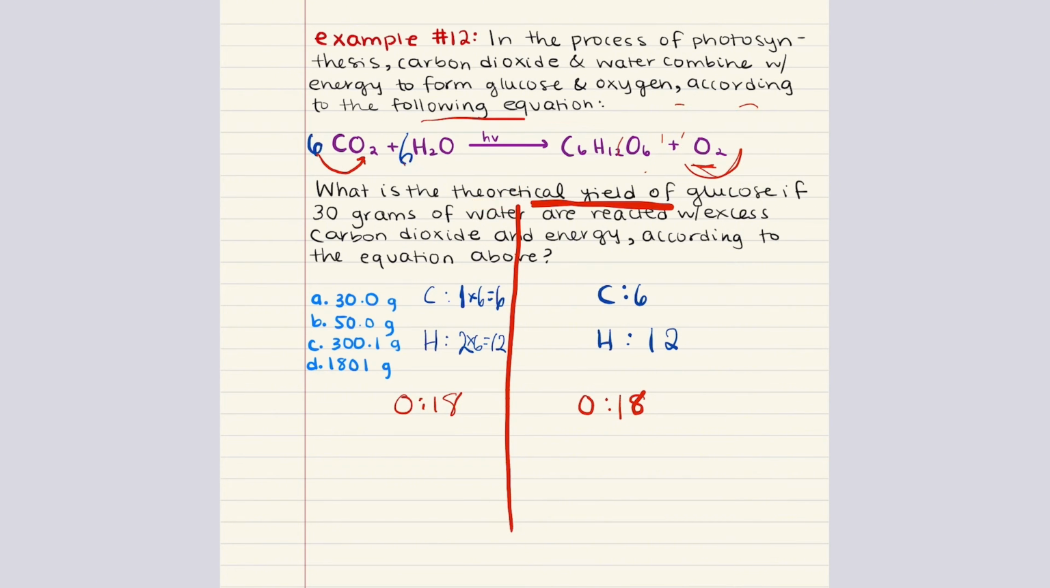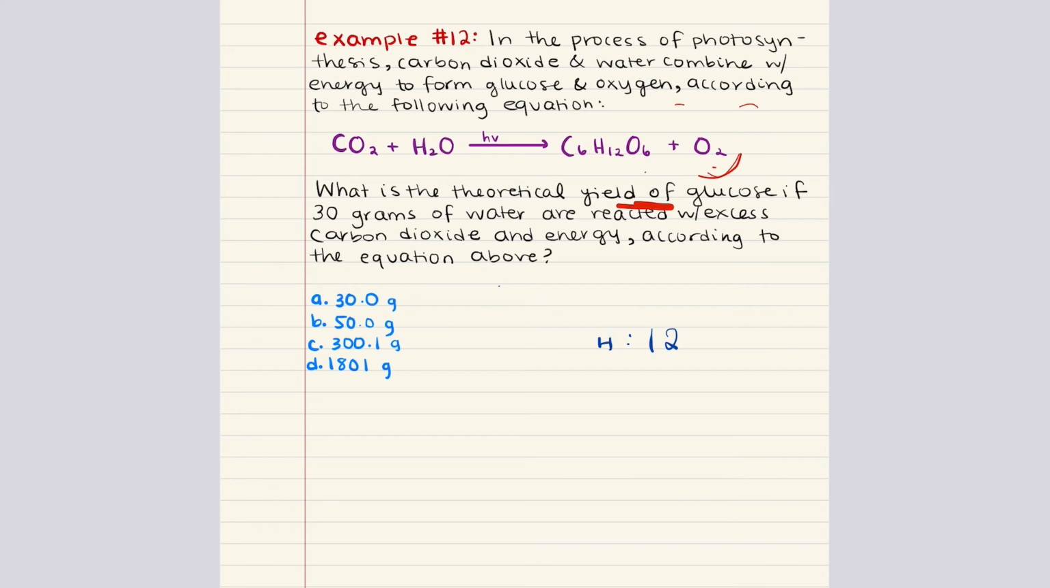So let's go ahead and erase all our work, add in the coefficients, and move on to the second part of this problem, which is trying to figure out the theoretical yield of glucose if we have 30 grams of water reacting with excess carbon dioxide. So we have a 6 here, a 6 here, and a 6 here. Now this is just going to become a kind of stoichiometry problem.